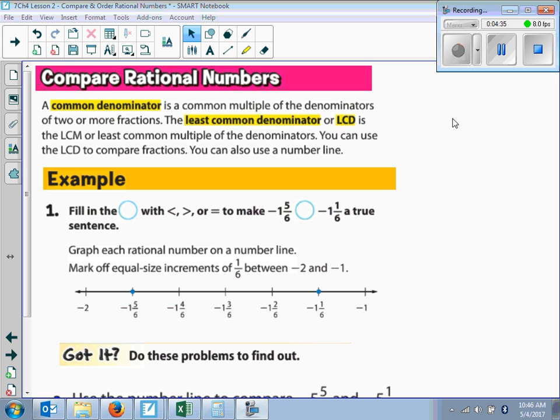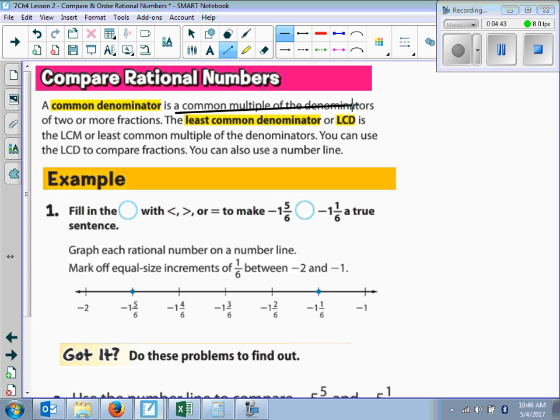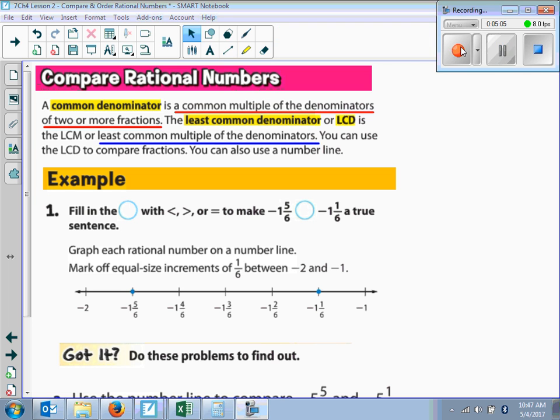All right, so we're going to compare rational numbers. So here, a common denominator, please make sure you write these definitions down. A common denominator is a multiple of the denominators of 2 or more fractions. The least common denominator is the least common multiple of the denominators. So that means it's the smallest of the common denominators, okay? So we can use least common denominators to compare fractions, and we can also compare fractions on a number line.